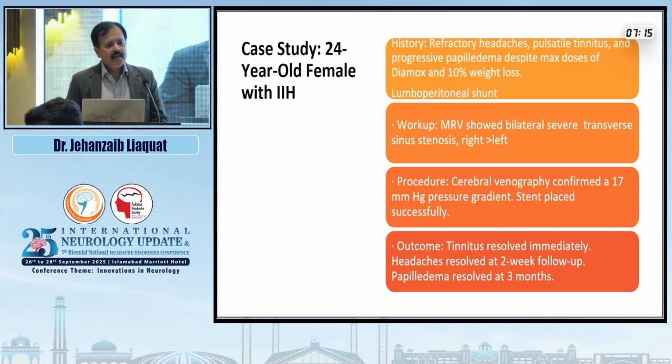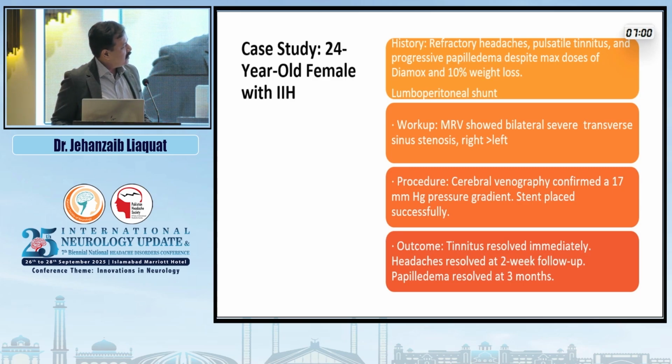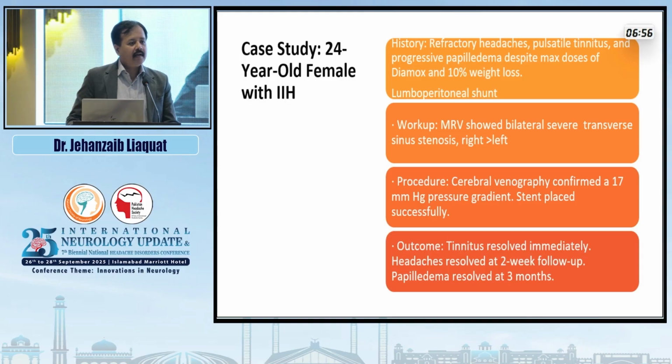She failed. She underwent a lumboperitoneal shunt, after which she developed CSF hypotension and tonsillar herniation. So it had to be removed. And then with all these symptoms, she came to us. So what we did was an MRV. Interestingly, she never had an MRV done before.